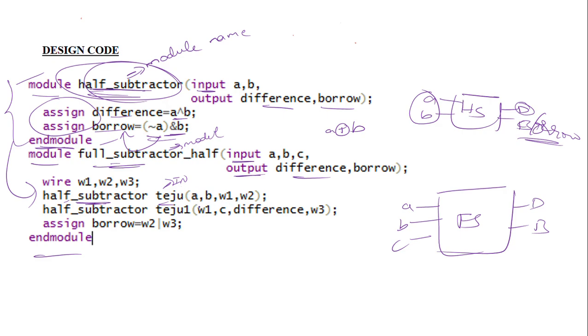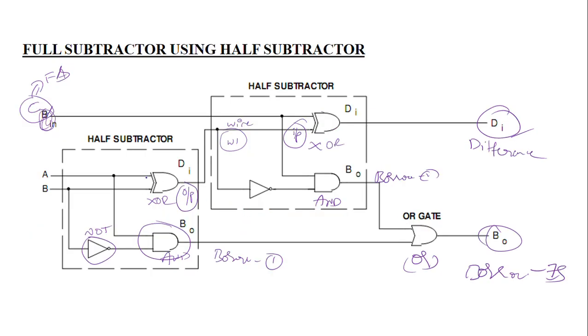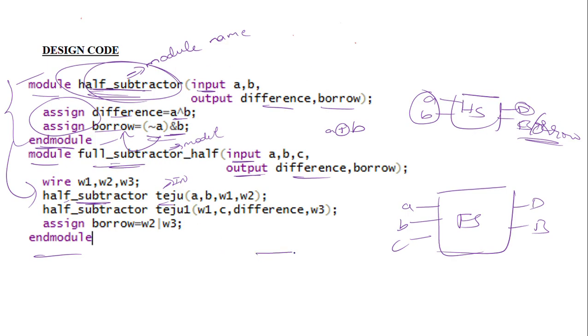So we are going to connect the ports. Here see what the inputs of the half subtractor are: A and B, and the difference and the borrow. So now what are you going to do? There are three inputs in the full subtractor. Let us assume they are the full subtractor inputs. The full subtractor A is connected to the half subtractor, and B is connected to the half subtractor. So that's why you connect A and B.